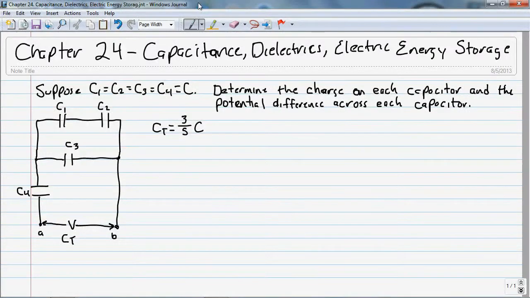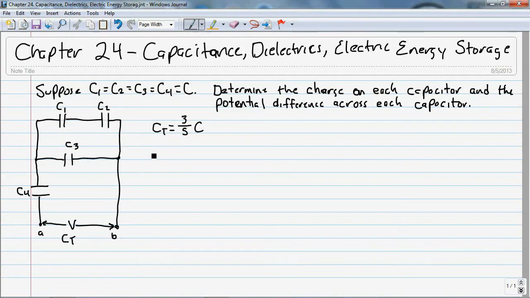Let's take our example from the last video, and we've determined the total capacitance across points A and B is 3/5 C, C being the value of each of the capacitors, C1, C2, C3, and C4. And now we want to find the charge on each capacitor and the potential difference across each capacitor.